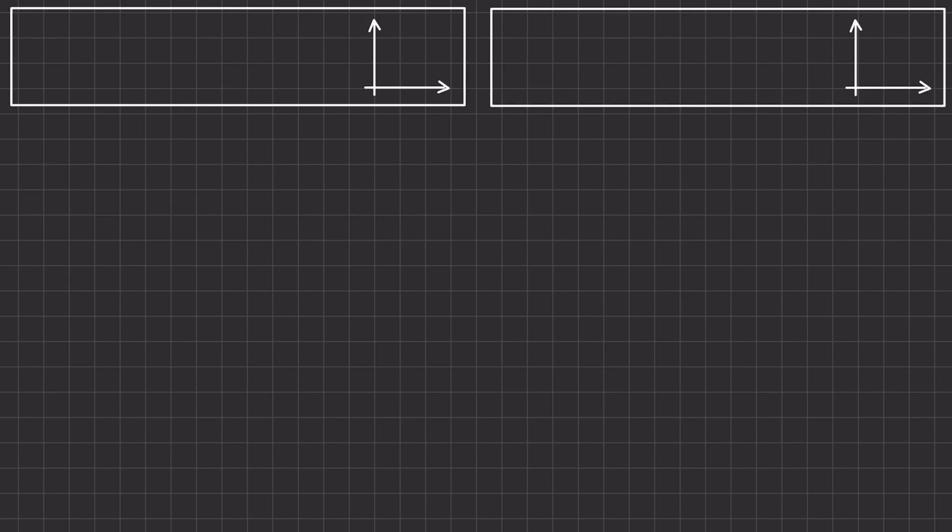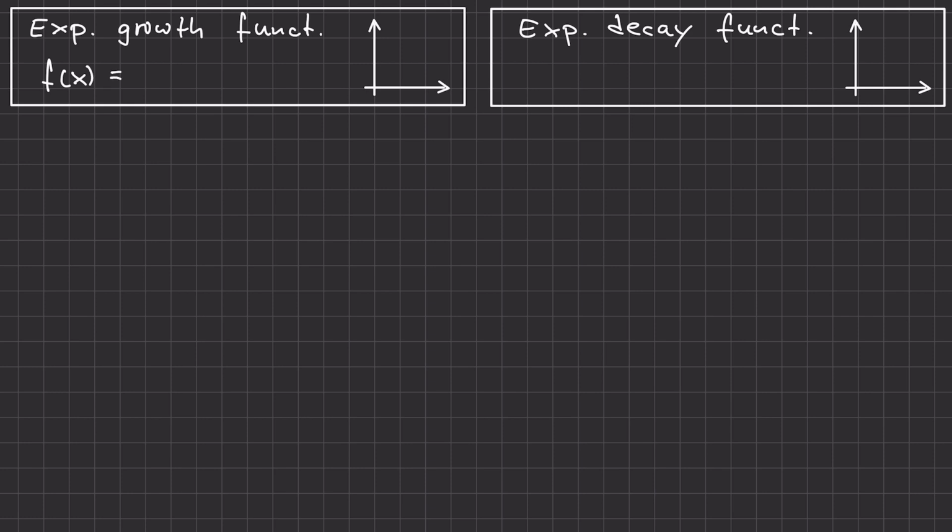Today we are going to learn what exponential growth functions and exponential decay functions are. The function f of x equals b raised to the power of x, where b is greater than 1, is the parent function for the family of exponential growth functions. And the same function, where b is between 0 and 1, is the parent function for the family of exponential decay functions.